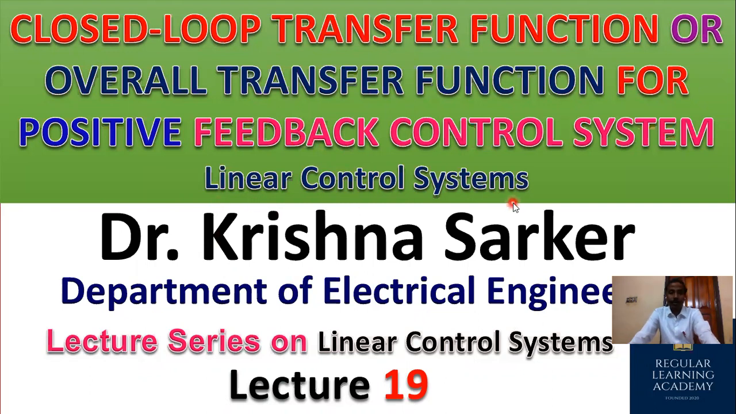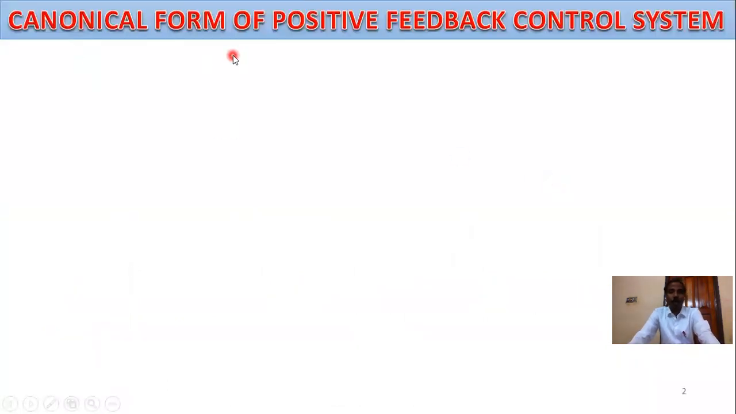This is the lecture series on linear control systems, lecture number 19. So our target is closed loop transfer function or overall transfer function calculation for positive feedback closed loop control systems, and then the canonical form of positive feedback control systems. What are positive feedback closed loop control systems?